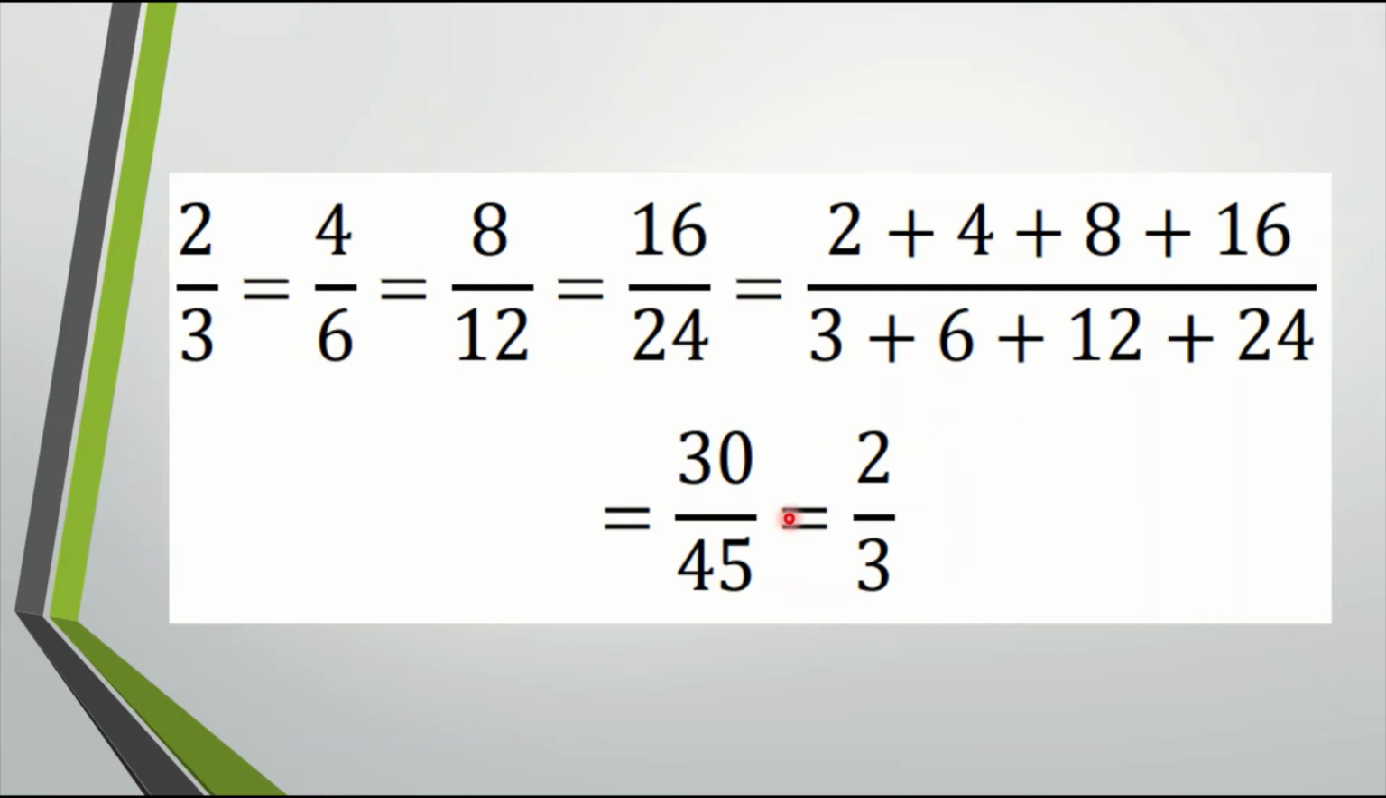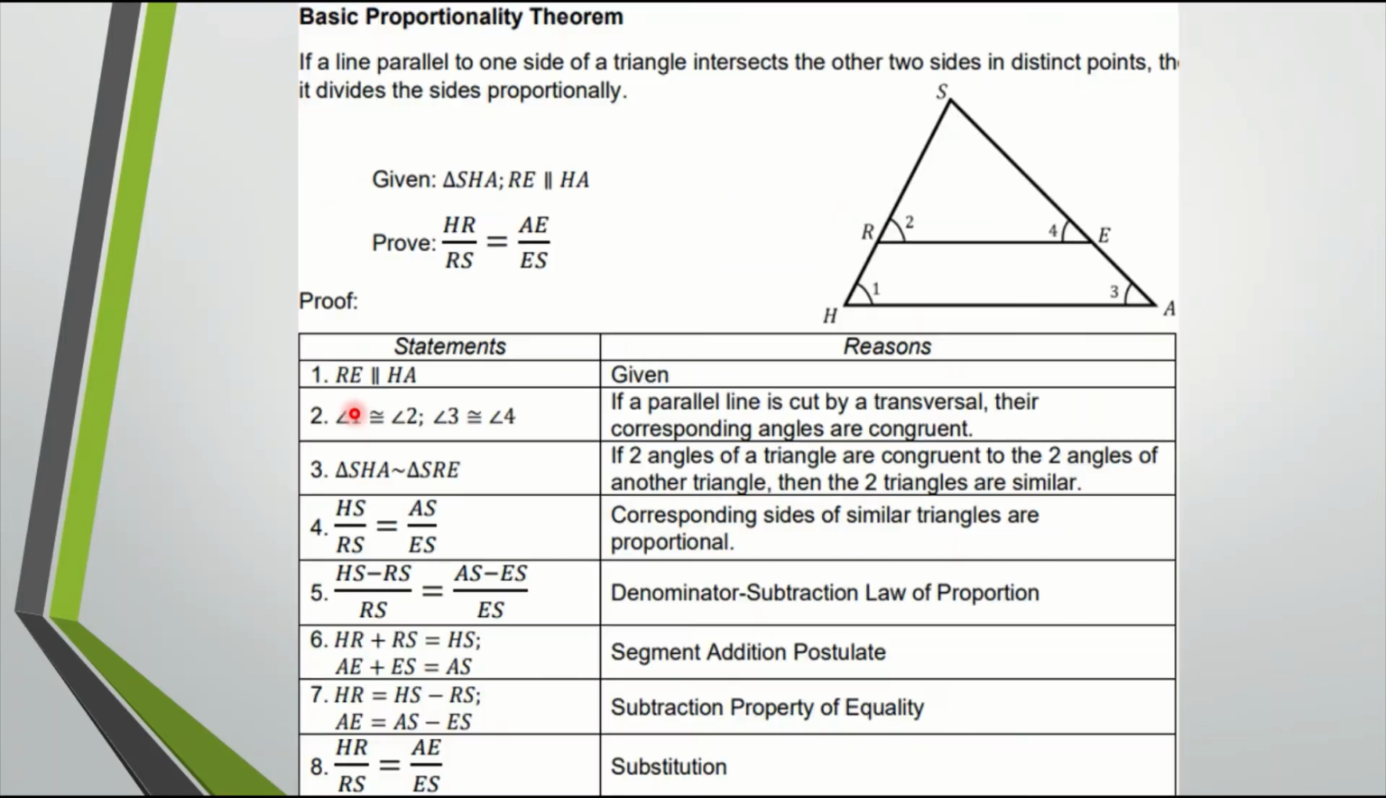And ano ang lowest term ng 30 over 45? 2 over 3. Bakit parehas sila nung given natin na una? Kasi they are all equal. Okay? So, 2/3 is equal to 4/6. Paano nangyari yon? I-lowest term mo yung 4/6. It will become 2/3. Okay? Ganun lang siya. So, basic proportionality theorem na tayo.